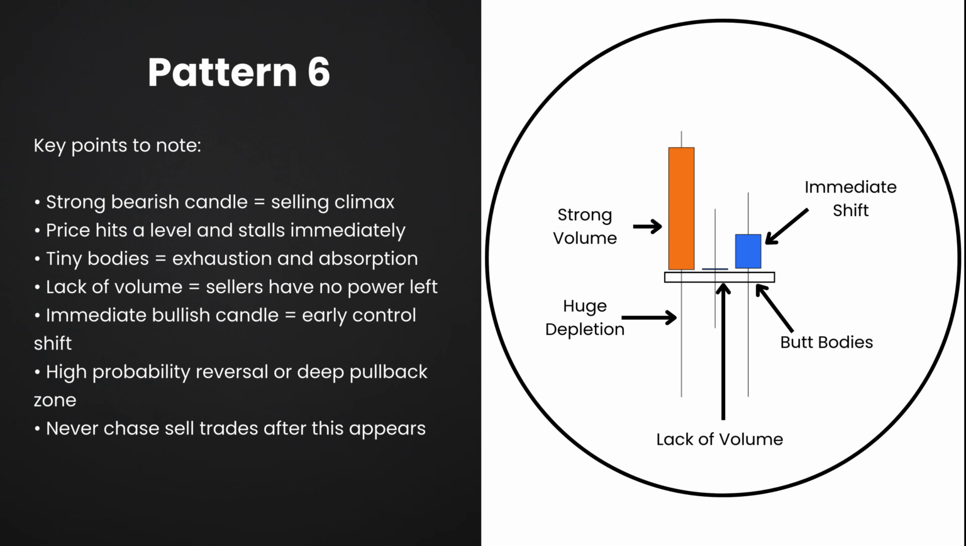Key points to note. Strong bearish candle equals selling climax. Price hits a level and stalls immediately. Tiny bodies equal exhaustion and absorption. Lack of volume equals sellers have no power left. Immediate bullish candle equals early control shift. High probability reversal or deep pullback zone. Never chase sell trades after this appears.